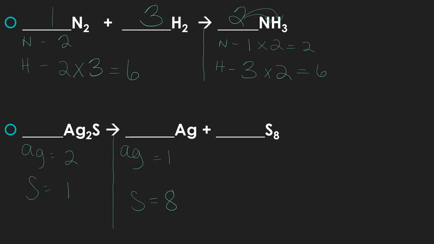So that means I'm going to come over to the S, and to get 1 to equal 8, I'm going to have to multiply by 8. Put that in my blank up top. And then I ask, do I have to multiply anything else by 8? And the answer is yes. I can't just multiply the S, I also have to multiply the Ag. So now I have 16 and 8 total.